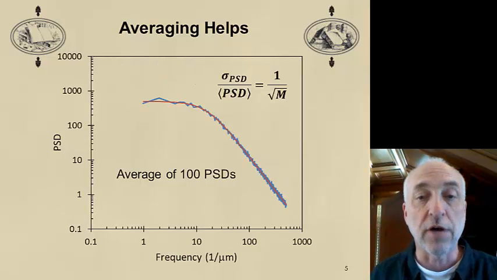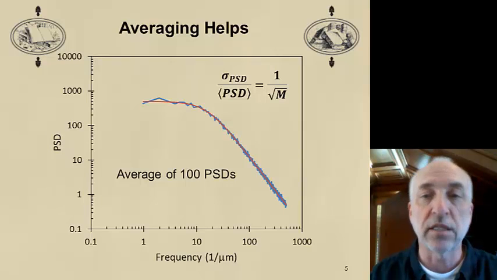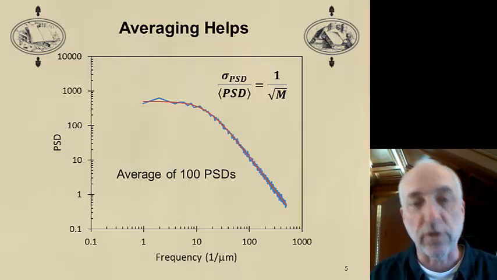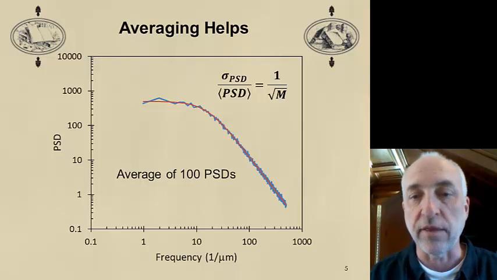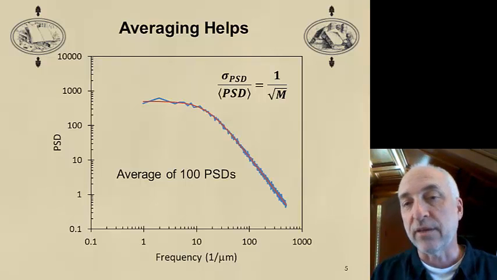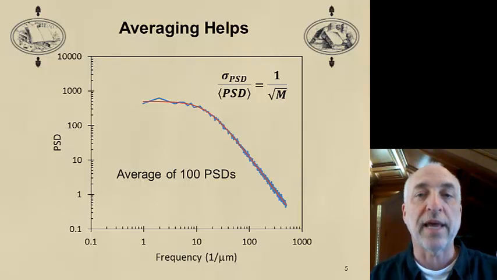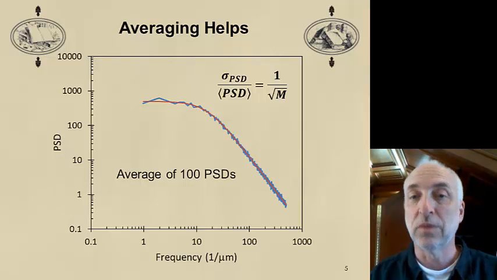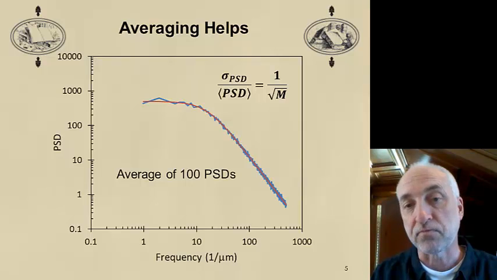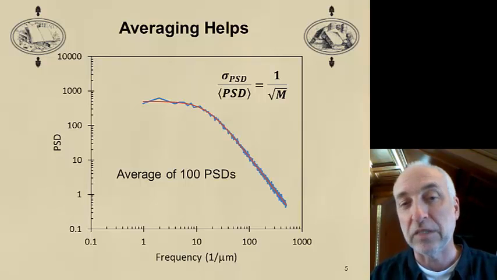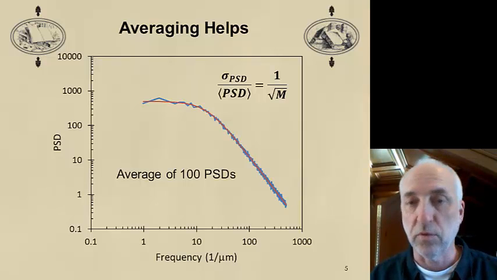If I average 100 together, you see the noise levels have gone down substantially. In fact, the relative uncertainty then becomes 1 over the square root of m, where m is the number of PSDs that you've averaged together. So if you average 100 together, you reduce the uncertainty by a factor of 10. That gets us down to about 10%, 1 sigma uncertainty in each PSD data point, which is now getting to be, I would call it, reasonable. Of course, I'd love to have more PSDs averaged together as well.